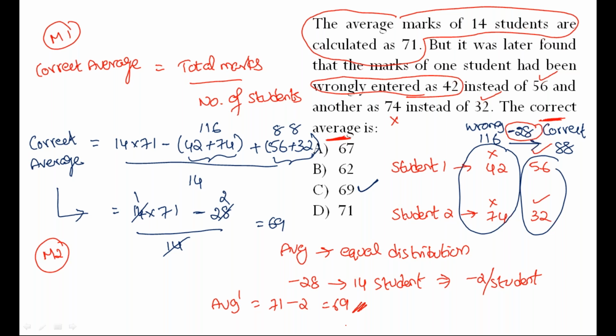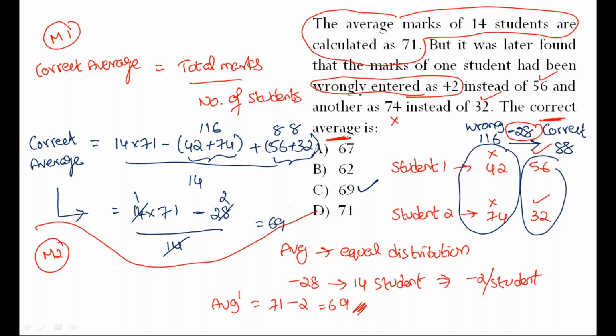See, guys, if you understand the concept, see the advantage. Without any equation, we are doing this question just like that. The new average is 71 minus 2. Why 71? It is the previous average. You have to decrease by 2 because the wrong marks are 116 and the correct marks are 88. You have to decrease 28, then you will get the correct average. We are decreasing 28 over 14 students.